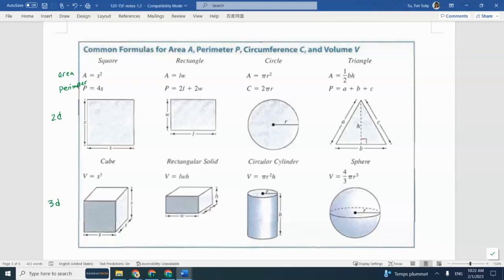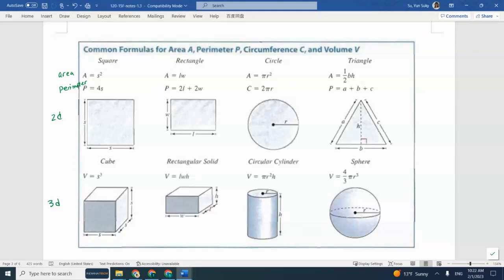Okay, so by the way, no formula sheets, right? So all of this, you gotta remember it. Okay, so square. Well, area. We know area is this side times this side. So that's why it's S squared. Right, everybody? Perimeter. S plus S plus S plus S. So 4 times S. Yes.